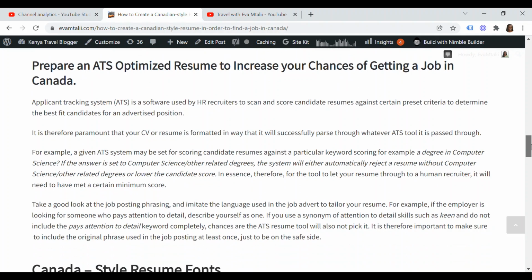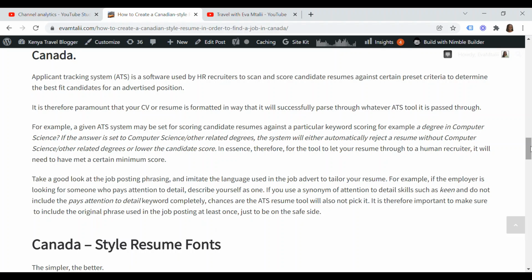Let's look at the font. You do not want to become complicated. It's just a resume that is going to go through an ATS system, and you want to make sure your resume goes through the ATS system and lands in the hands of a recruiter. So I would advise you to use simple, professional looking fonts for your Canadian style resume.